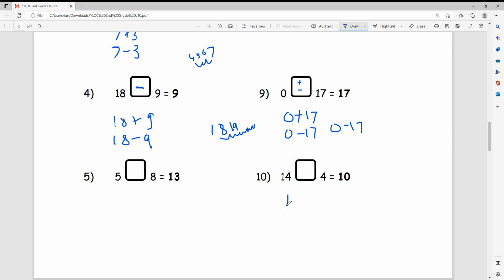Next is 14 plus 4, or 14 minus 4. And if we do 14, move to the right, count up by 4, it would keep on going up, and our answer is 10, so it wouldn't be over 10, so we automatically know subtraction.